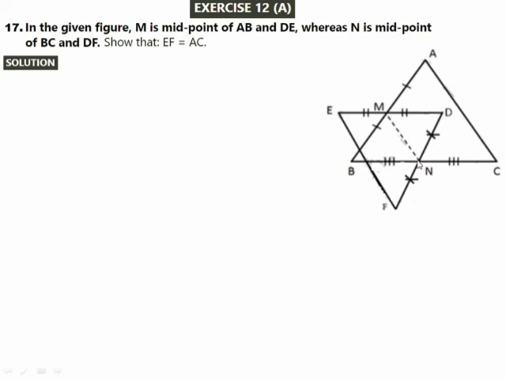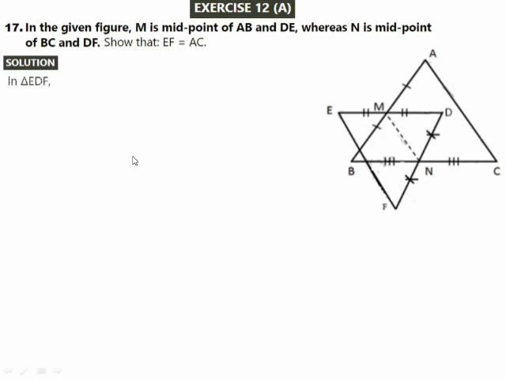Okay, now whereas N is the midpoint of BC and DF. That means BN and NC are equal. Okay, so this particular sign means they are equal, and N is the midpoint of DF means DN and NF are also equal. Okay, here we need to show that EF is equal to AC. So let's see where is EF. So EF is equal to AC. That's what we need to show.